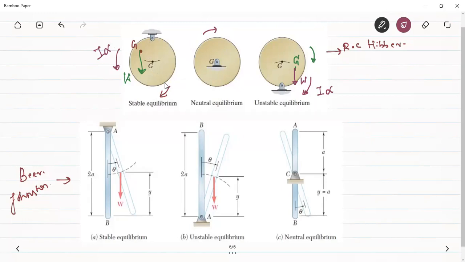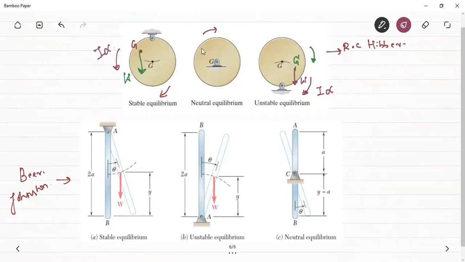So one can also analyze that this position of the stable equilibrium corresponds to minimum potential energy. Now, if we are giving the displacement in the clockwise direction, the potential energy was getting raised. So what was its tendency? Its tendency is to come back to the minimum potential energy position. That is why it comes back to its original stable equilibrium position.